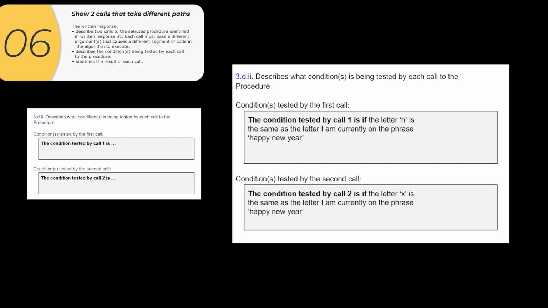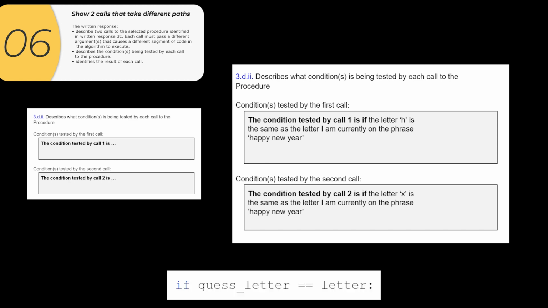For 3D2, again, we just want to follow the formula. The condition tested by call 1 is this. The condition tested by call 2 is that. And this condition is always going to be either an if or an elif, which makes the function run different parts of the code depending on the value of your input parameters. So let's look at an example. In mine, the condition tested by call 1 is if the letter H is the same as the letter I'm currently on. And the condition tested by call 2 is if the letter X is the same as the letter I'm currently on. In this example, we are testing the same line of code. The only difference is our variables have different values. So again, in both cases, we are testing the if. If your code has an elif, you will be testing different lines of code and different conditions.